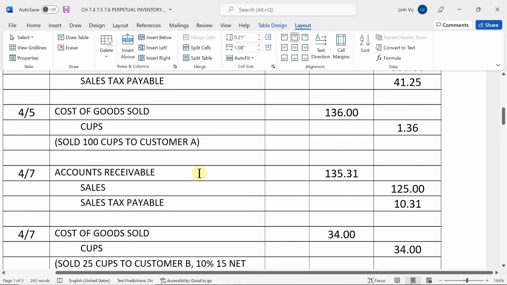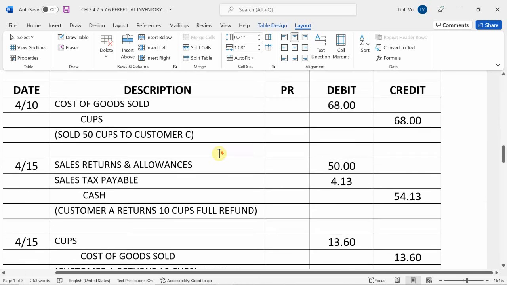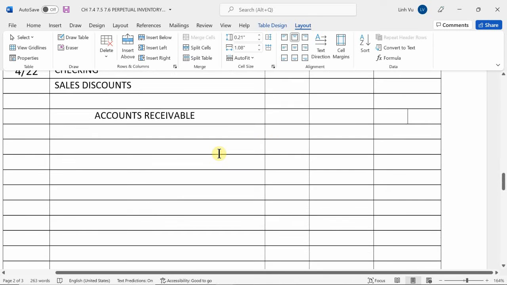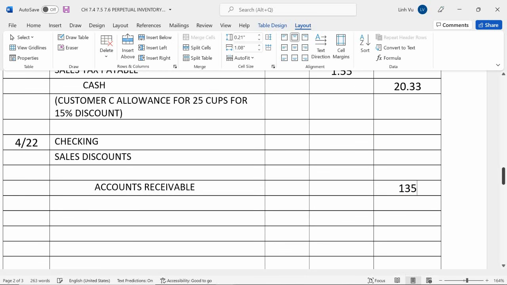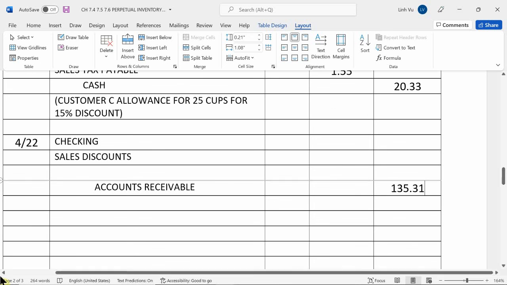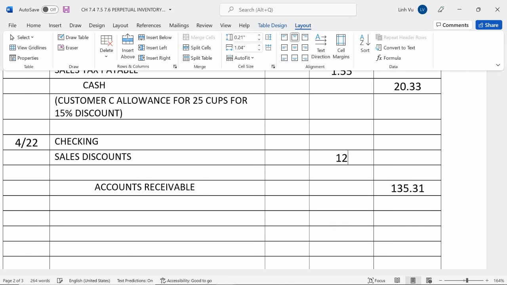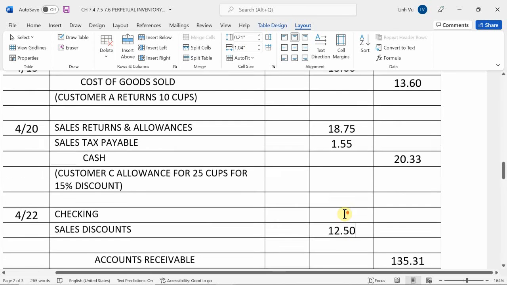Okay, accounts receivable was $135.31. Good, right? That was the full price of what customer B owes me, $135.31. We're taking a sales discount now. But that was on the 125. Yes. So we take the discount on the 125, right? The discount was 10%, so that's $12.50.